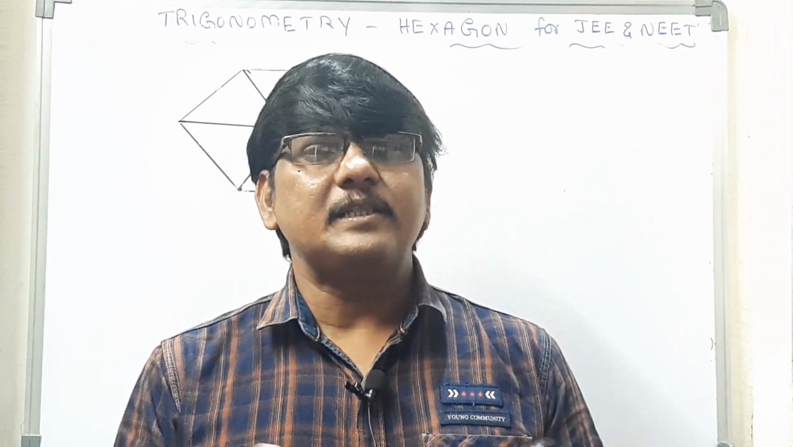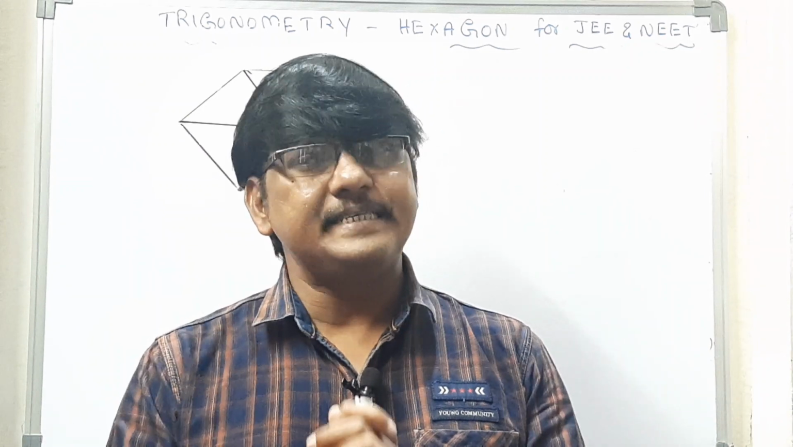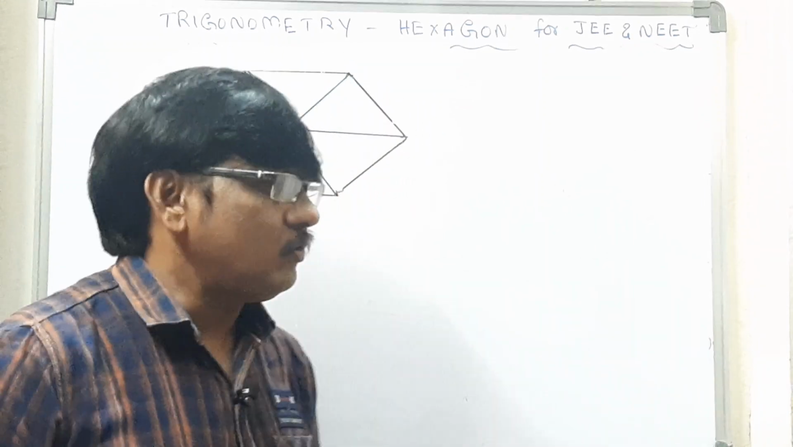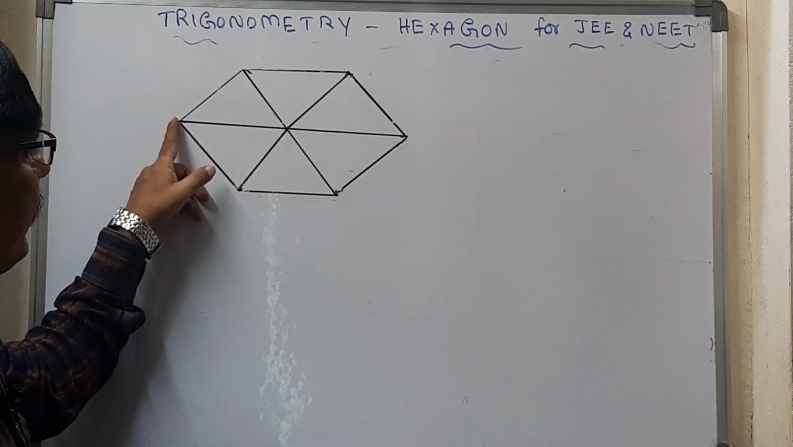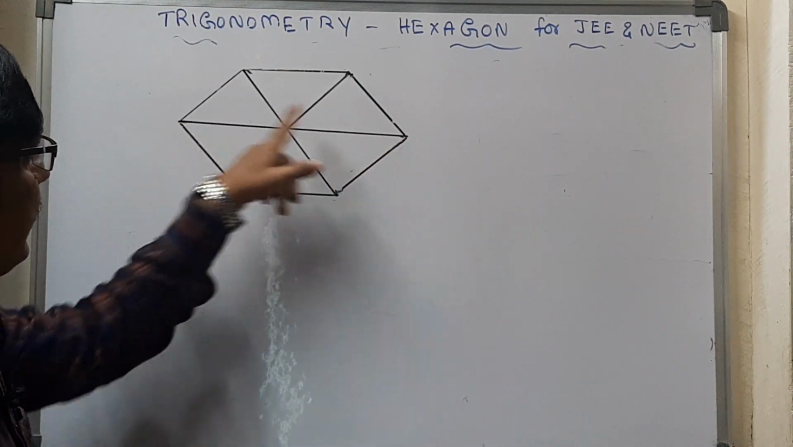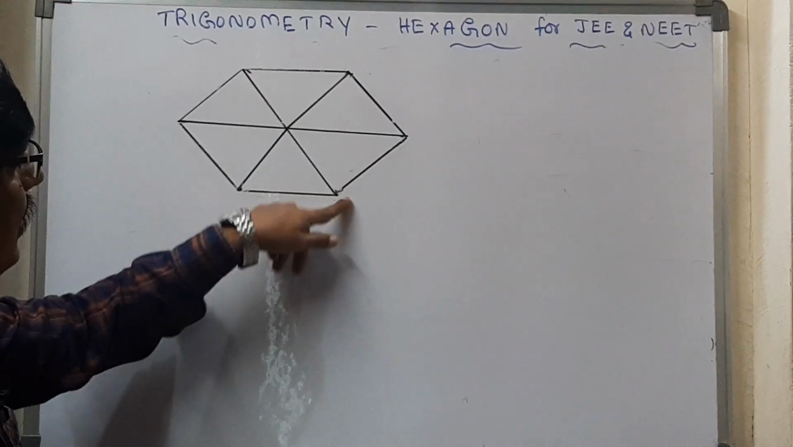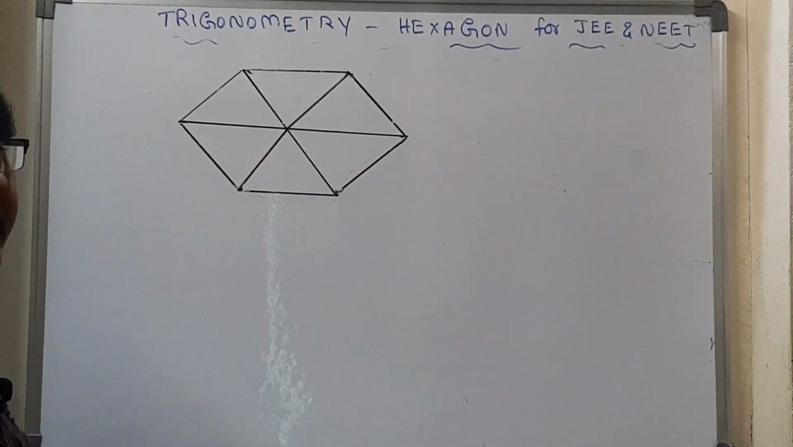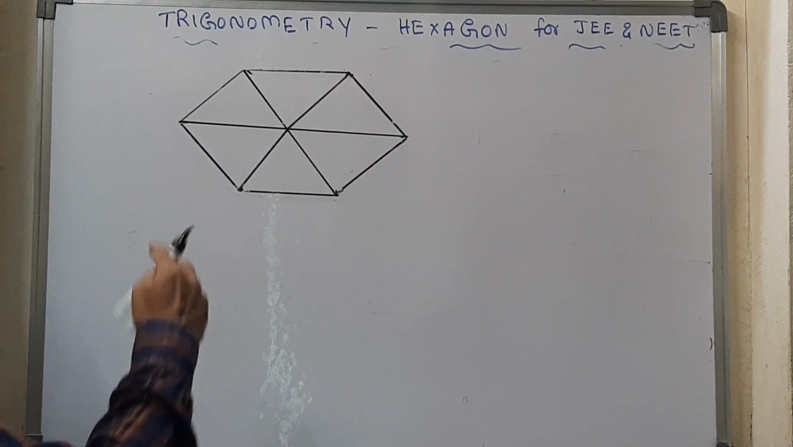What is that? That's nothing but the super and amazing hexagon. That hexagon we will discuss now. See here, this hexagon I have drawn, and I connected this vertex to the opposite vertex. This vertex I connected to this opposite. All opposite vertices I connected, means I joined the diagonals.